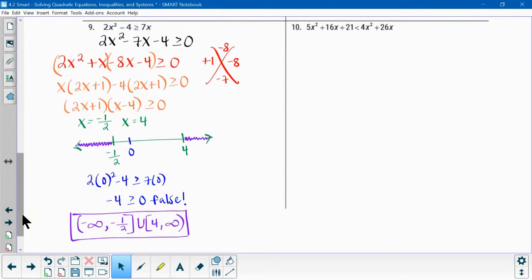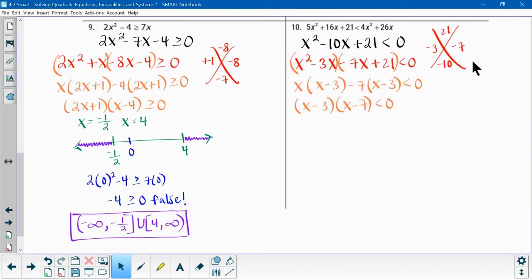For number 10, we've got a little bit of work to do. We're going to subtract 4x squared from both sides, which is just going to leave me with x squared. I'm going to subtract 26x from both sides, which is going to leave me with -10x. And the 21 is just going to stay exactly as it is. Going to go through my factoring step. I end up with the factors x minus 3, x minus 7.